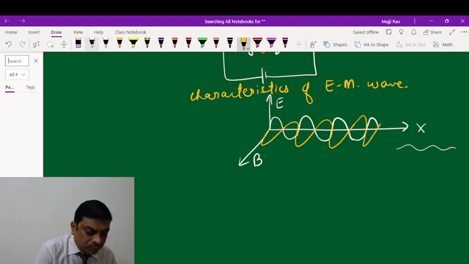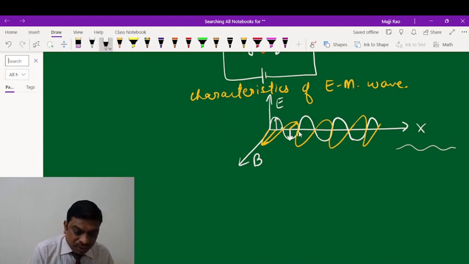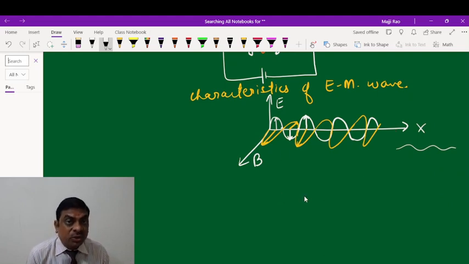When the electric field is at its peak, at the same instant the magnetic field is also at its peak. When the electric field is zero, the magnetic field is also zero. When the electric field is in the reverse direction at its peak, the magnetic field is also in the reverse direction at its peak. Again, both are simultaneously zero. Then again, when the electric field is at its peak in the positive direction, the magnetic field is also at its peak in the positive direction. In other words, both vibrate with the same phase. The electric field and magnetic field keep vibrating in the same phase, and basically they are sinusoidal waves.